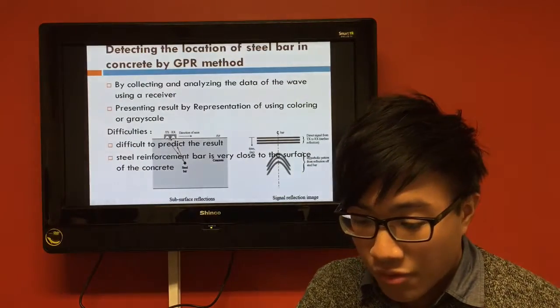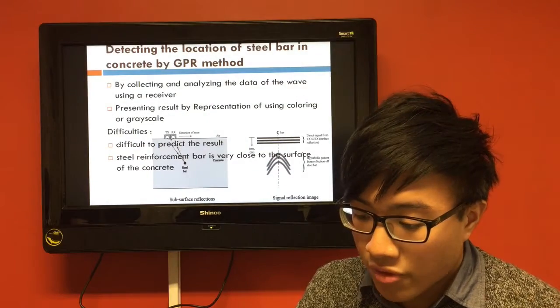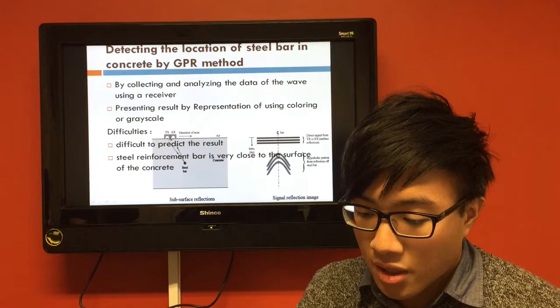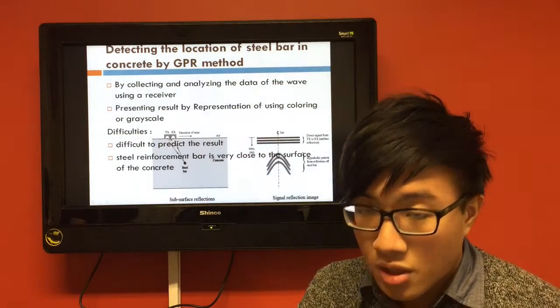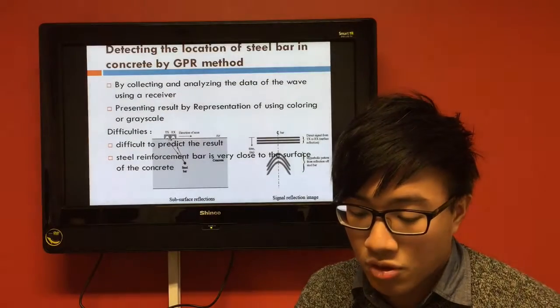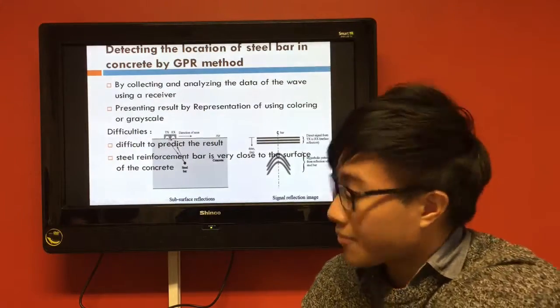Another difficulty of using GPR is the situation where the steel reinforcement bar is very close to the surface of the concrete. In that situation, the travel time of the reflected waves from the surface of the concrete and the steel may be nearly the same.